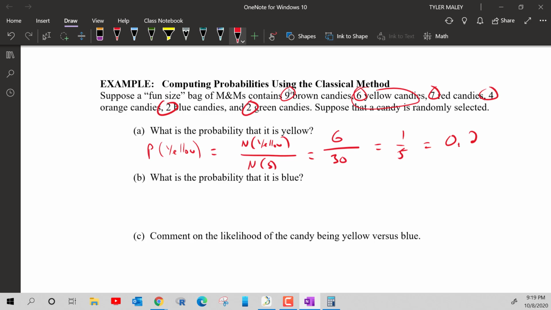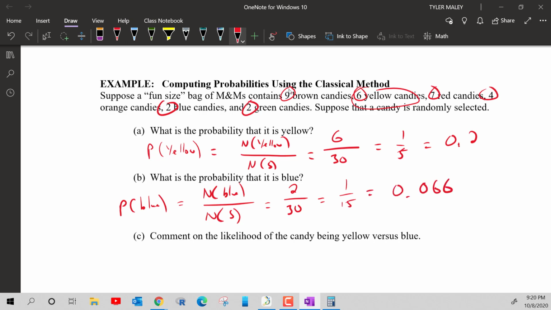So part B says, what's the probability of getting a blue, right? So the probability of randomly picking a blue candy would be equal to the number of ways you can get a blue candy divided by the total number of possible outcomes in S. So there are 2 blue candies, and we have 30 candies total, right? So it'd be 2 out of 30. So that can be reduced down to 1/15, which is equal to 0.066 repeating, right?